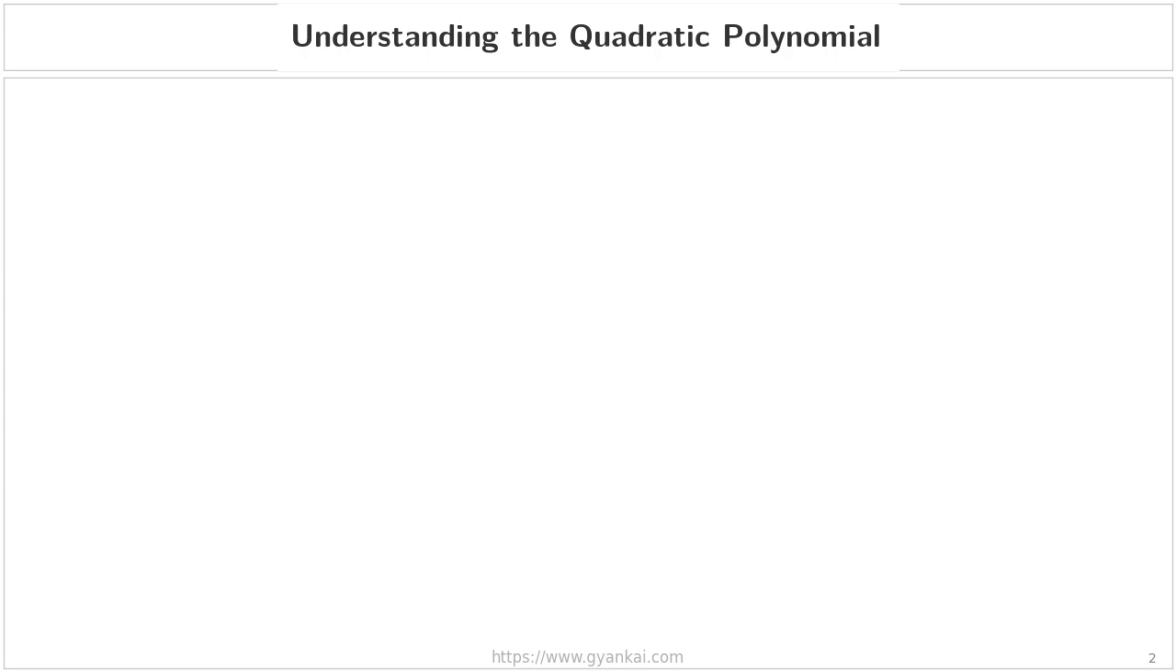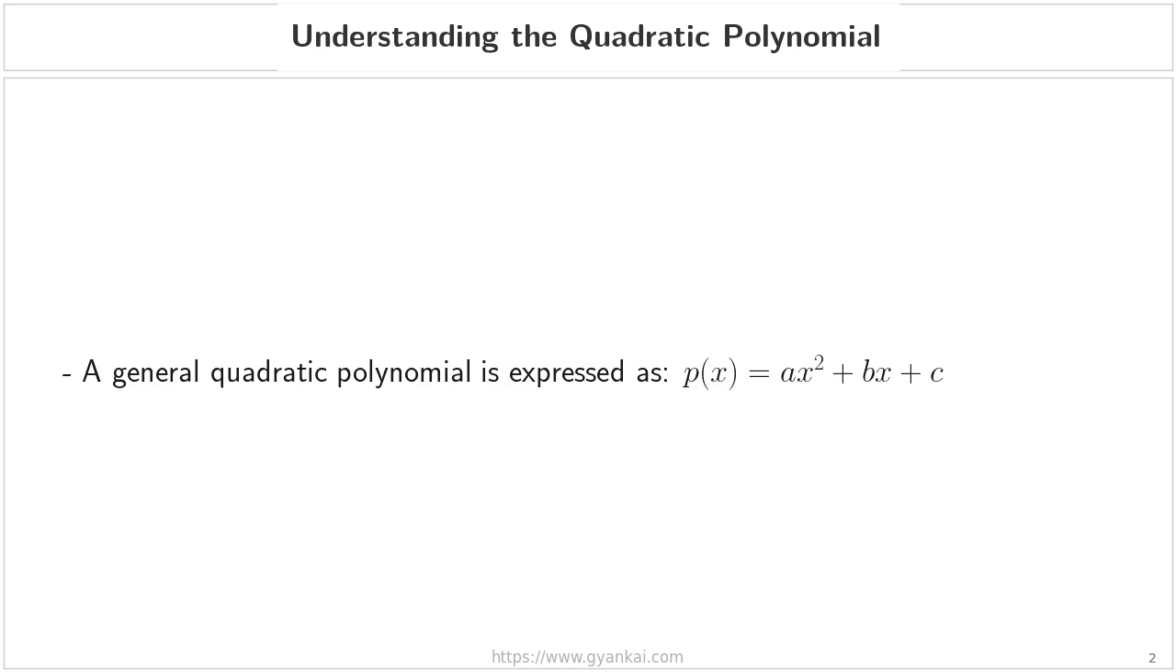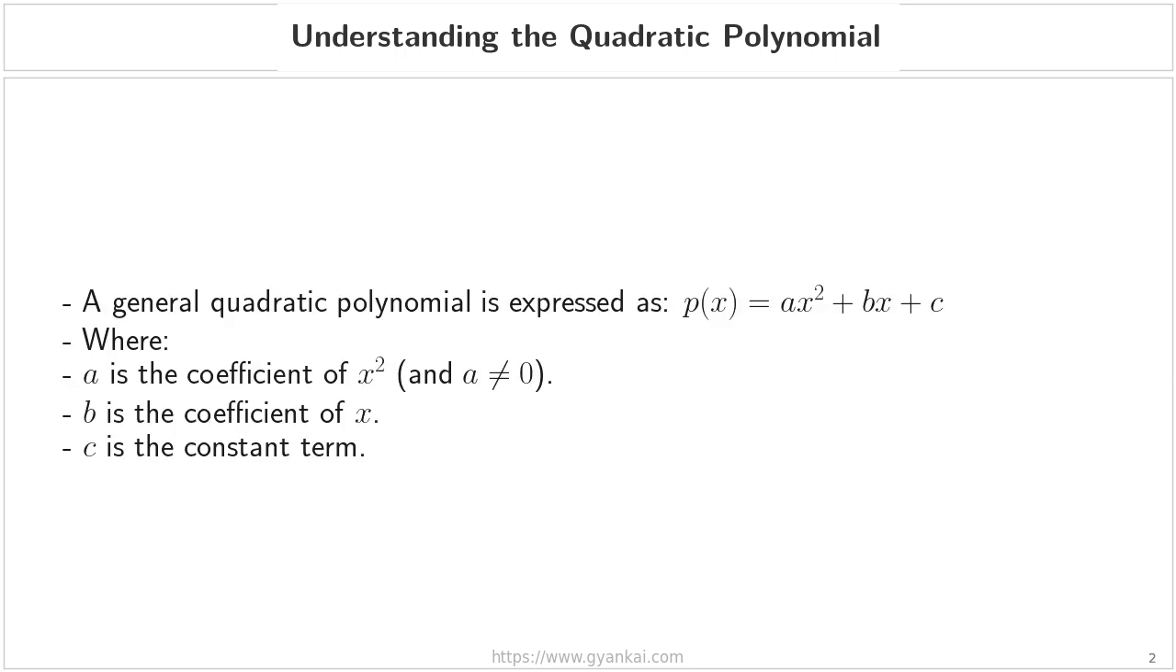Understanding the quadratic polynomial. To begin, we need to define what a general quadratic polynomial actually looks like. We express this mathematically as p of x equals ax squared plus bx plus c. To understand this expression, we need to identify its components. First, we have a, which is the coefficient of the x squared term.